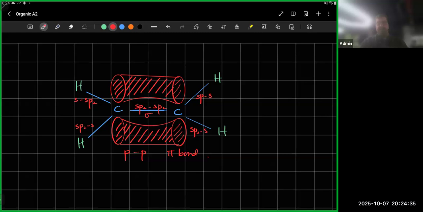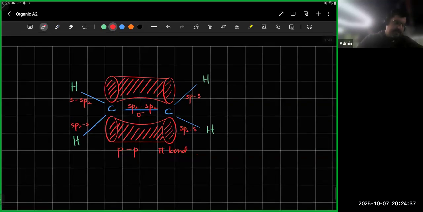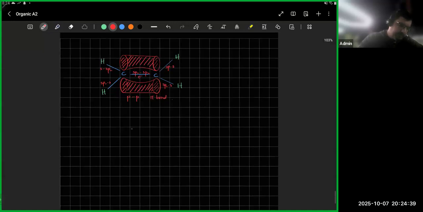So this is what alkenes would look like. So that's what alkenes look like. Right?